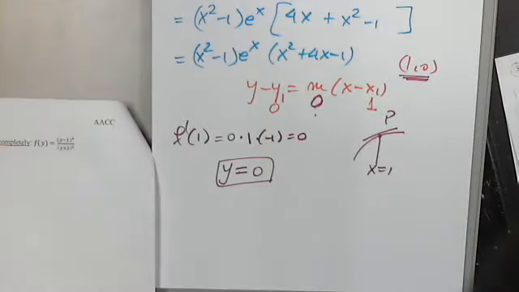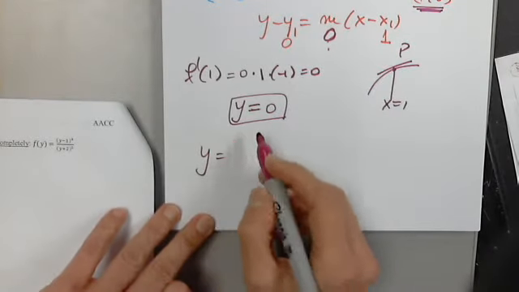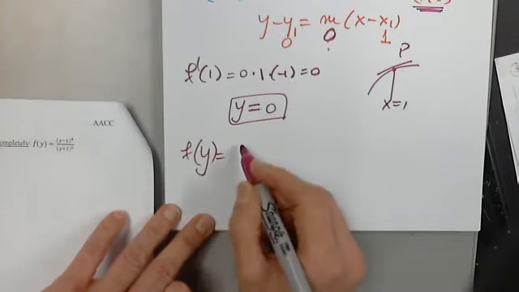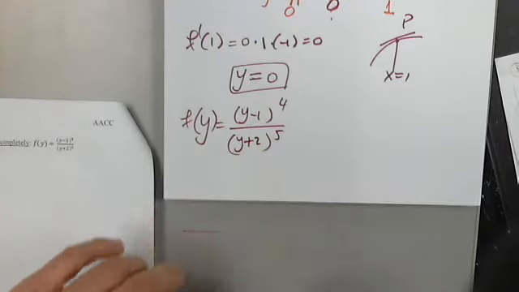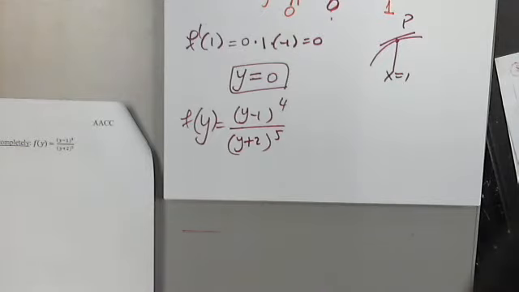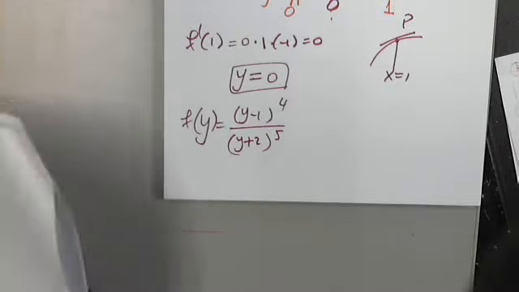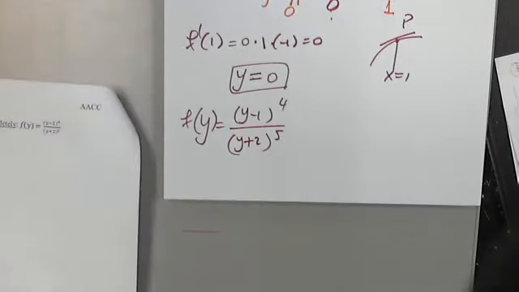Okay, so y minus 1 to the 4th. So it's f of y equals y minus 1 to the 4th divided by y plus 2 to the 5th. You can, if you want, it's not mandatory, but you can apply log and simplify the function if you want. The answer will be the same no matter what, if you do or if you don't. So let's work on it for a minute. Would you like to apply natural log, or you don't want to apply natural log? You don't have to.